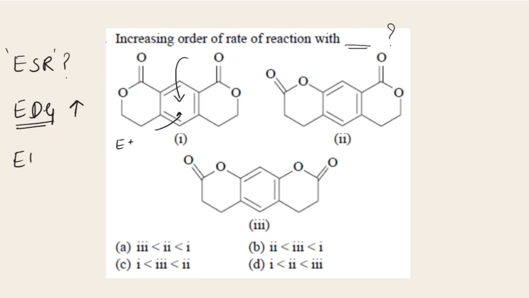Now, what about the electron withdrawing group? Electron withdrawing groups like nitro, aldehyde, keto, acid, all these will withdraw electrons, making it electron deficient. See, the electrophile is already electron deficient, and if the benzene ring is also electron deficient, then the attack would be difficult. So what happens in this case? The rate of the reaction will decrease.